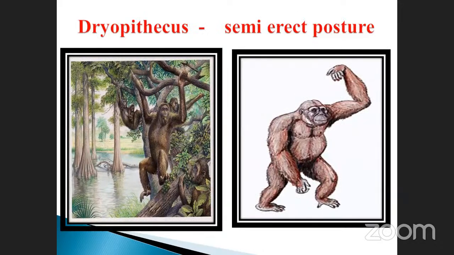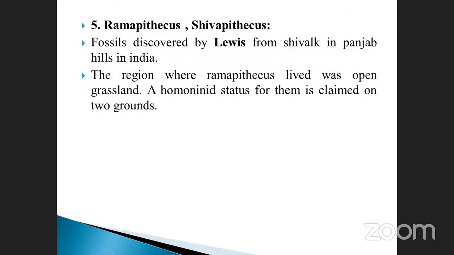Dryopithecus has a semi-erect posture. See the structure of the semi-erect posture. You must note it down. Very, very important. The last ones are Ramapithecus and Sivapithecus. The fossil was discovered by Lewis from the Sivalik Punjab hills in India. Note it down: Ramapithecus was discovered in Punjab by Lewis, in India.